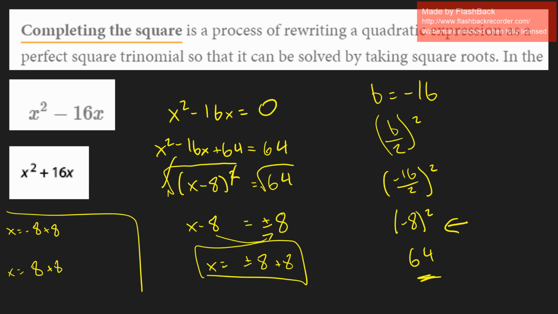What is negative 8 plus 8? Well, it cancels, so x equals 0. And over here, 8 plus 8 is 16. So those are your actual two answers if you were to simplify it all the way.